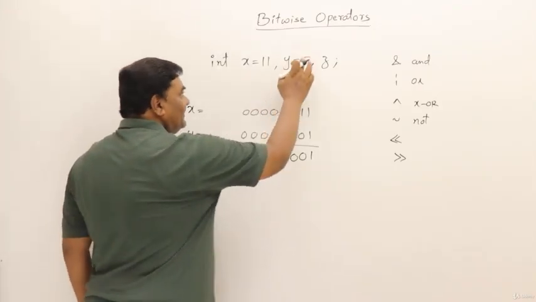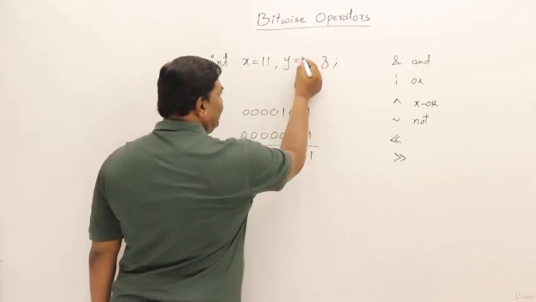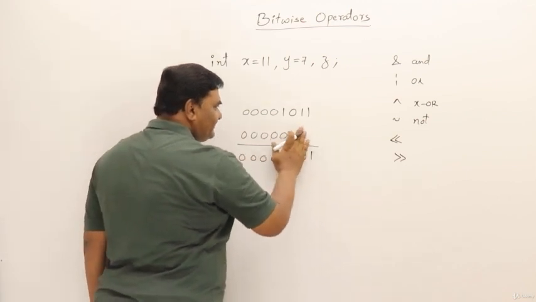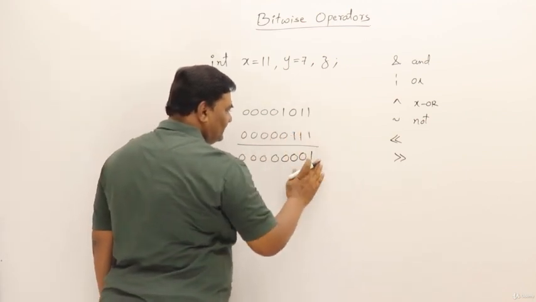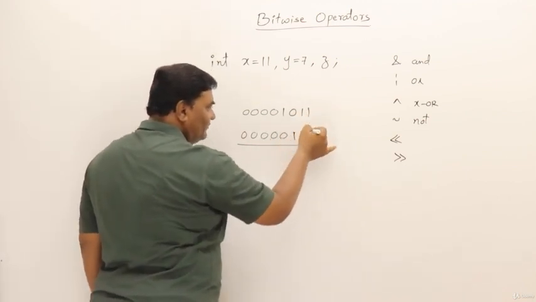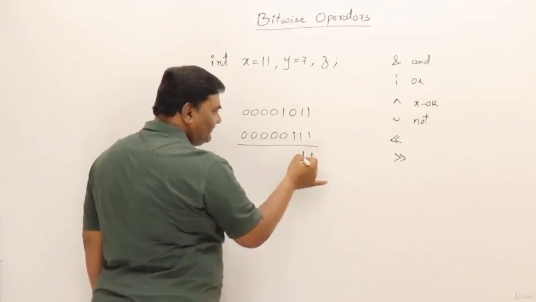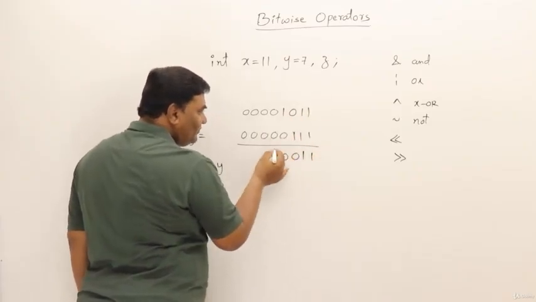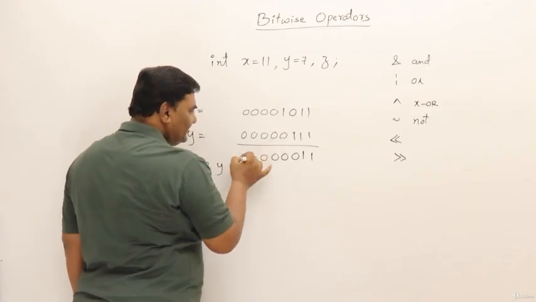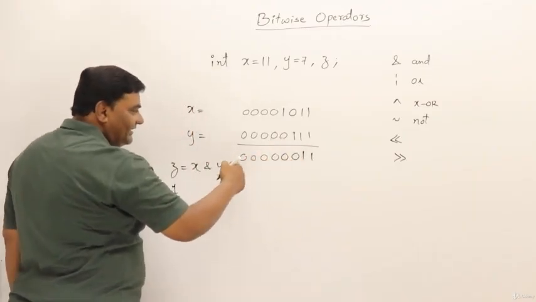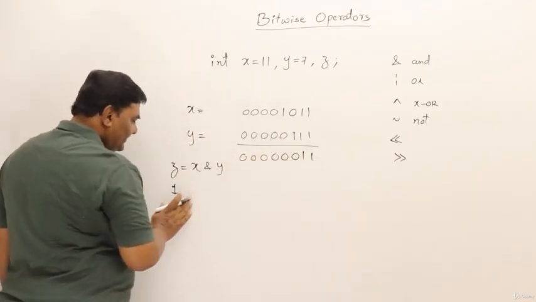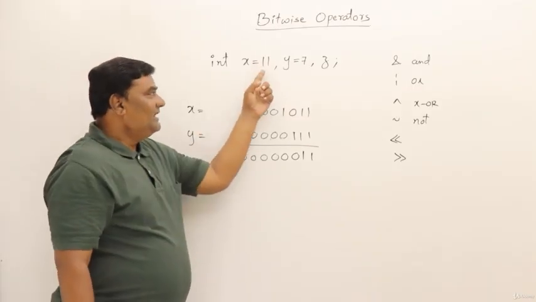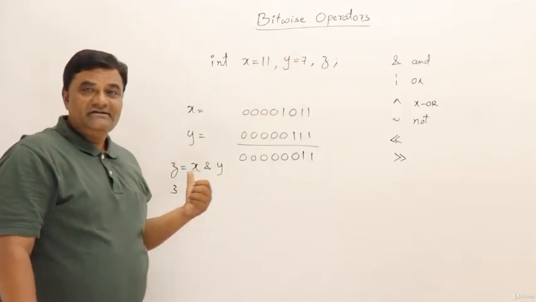I'll change the value. Instead of 5, I will take 7. Let us see what will be the result. 7 is 111. Then what will be the result? 1 and 1, 1. 1 and 1, 1. 0 and 1, 0. 1 and 0, 0. And all these are zeros only. Then this is how much in binary form? This is 1, 1. So in decimal form, it will be 3. So 11 and 7 result is 3.